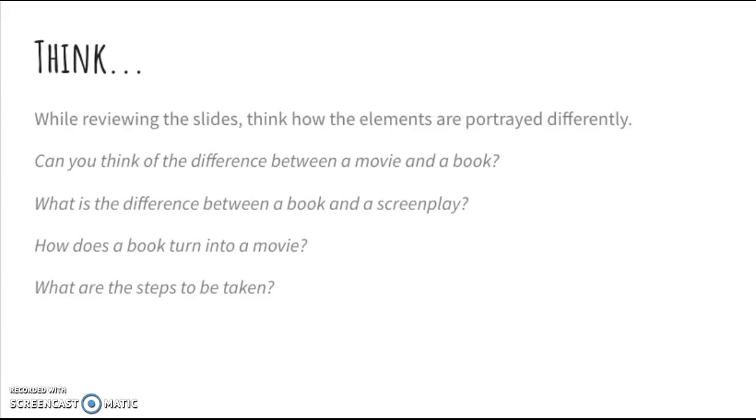Something to think about as we're reviewing the slides with the aspects of drama that are similar to other works of fiction is to think about how they're different, how they're conveyed or portrayed differently. Thinking about what's the difference between a book and a movie, because movies are structured in a similar way to plays. So think about the difference between the way a book and a screenplay looks, how a book turns into a movie, and things like that.